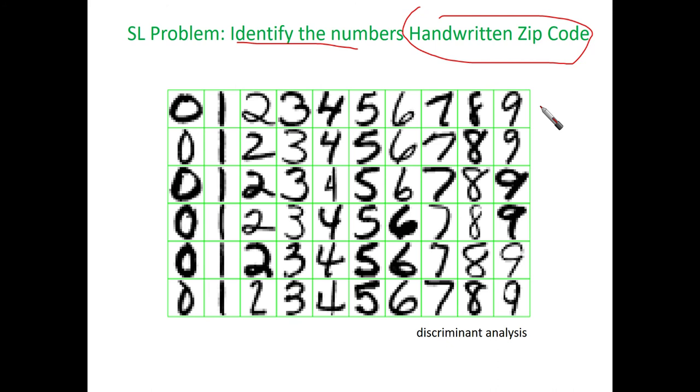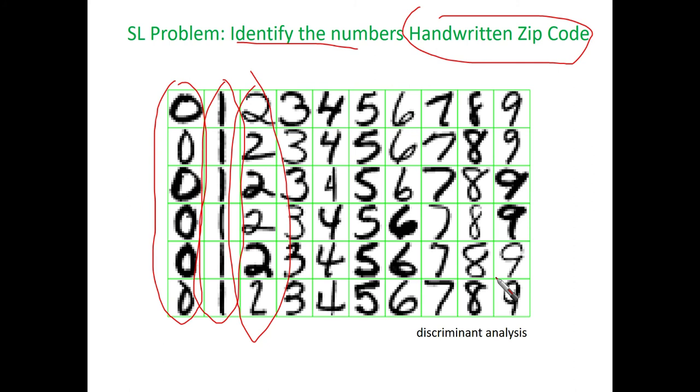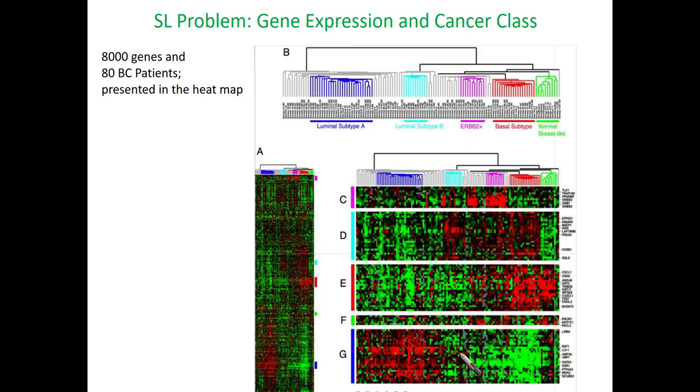So you see, zero might be of a different kind, one might be of a different kind. If you take the photo, and if you take this one and this one, then you just train your algorithms statistically, and here we can apply a specific technique called discriminant analysis, and we'll try to understand those things later on. So this is another statistical problem.